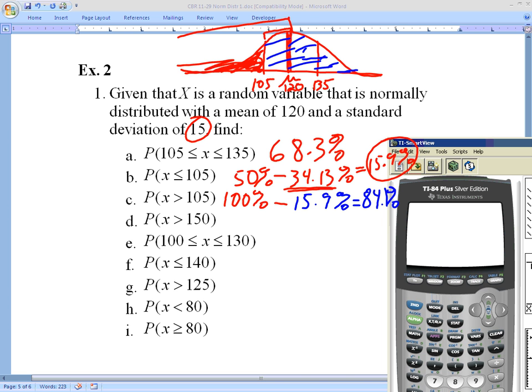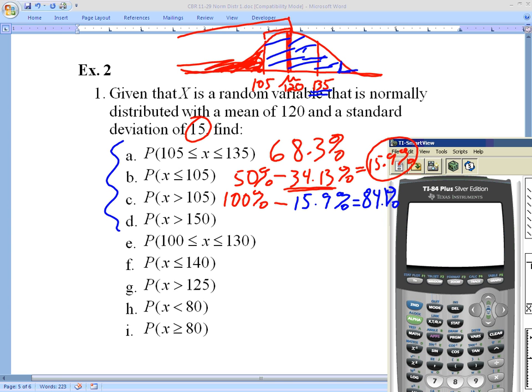Now let's do some where we do need to use the calculator. Probability of 150. Well, actually, I take it back. 150 we could do without the calculator as well, because if I add 15 onto the 135, that would get me up to 150, which is 2 standard deviations away. And again, we could follow the same pattern that we did for these previous ones. But I'm going to skip ahead now to part E.